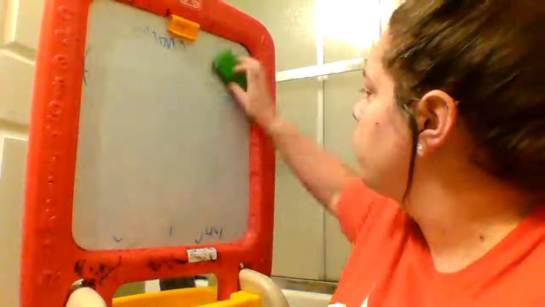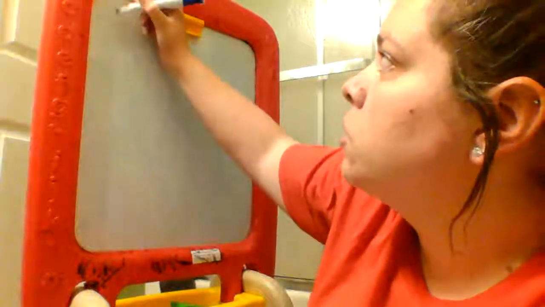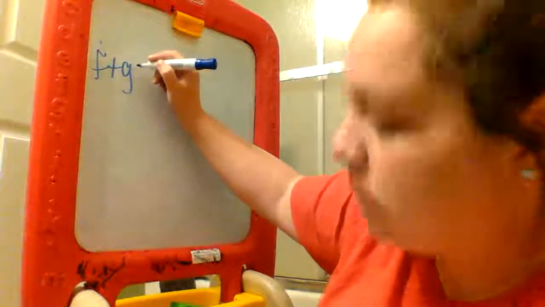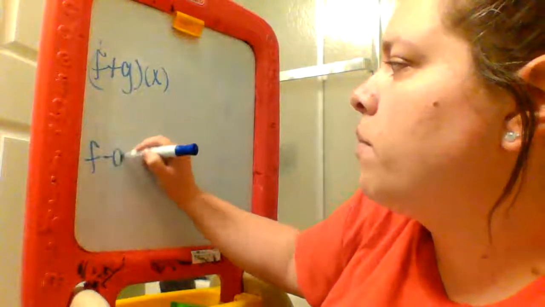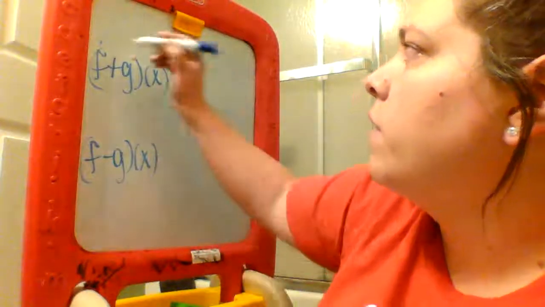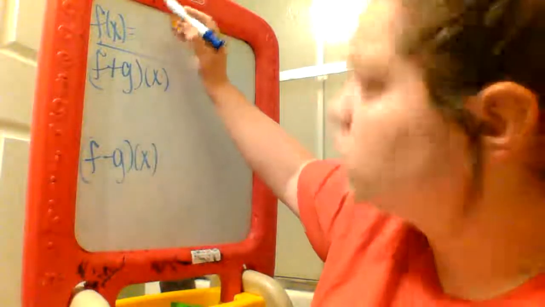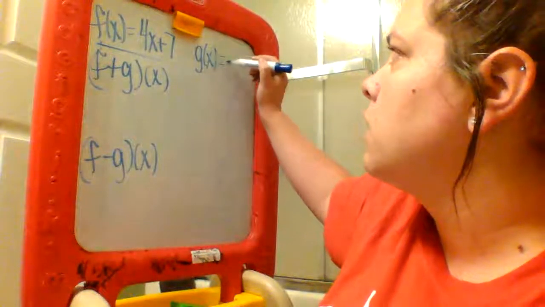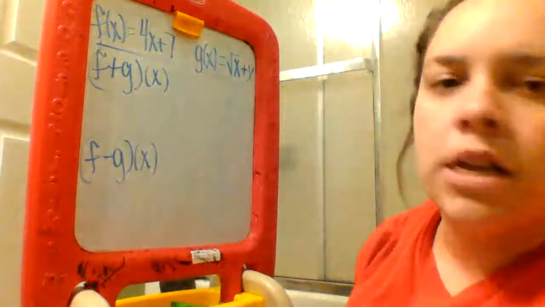I hope I'm going to have enough room, especially for the ones for multiplication and division. All right. So it's going to ask us to do f plus g of x, and it's going to ask us to do f minus g of x. And then they're going to tell you at the top that f of x is 4x plus 7, and g of x is the square root of x plus x, okay? So that's what they're going to tell us.